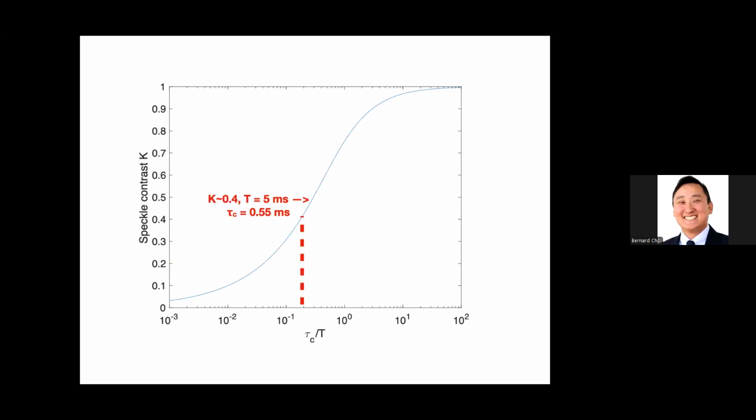So if I had an experiment, I measure a contrast of 0.4, my exposure time is 5 milliseconds, then my correlation time is 0.55 milliseconds. So right away, I get it out. And I could take 1 over that. That gives me some speckle flow index, some flow metric. If I go over here and I have a 10 millisecond exposure and I measure 0.72, then I have a correlation time of 10 milliseconds. So I can measure flow this way.